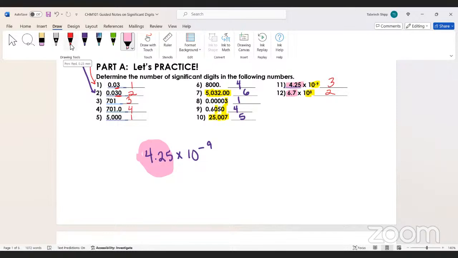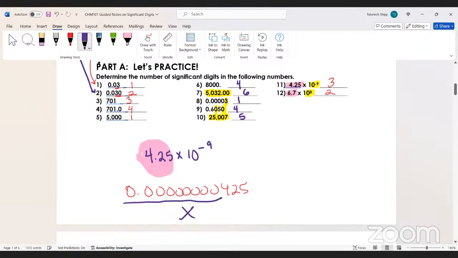Now, if we wanted to write this number in scientific notation, then we still will consider the same thing. The rule says these trailing zeros here do not count. They do not count. Therefore, you're only looking at the 4, the 2, and the 5. So you still have 3 significant digits.